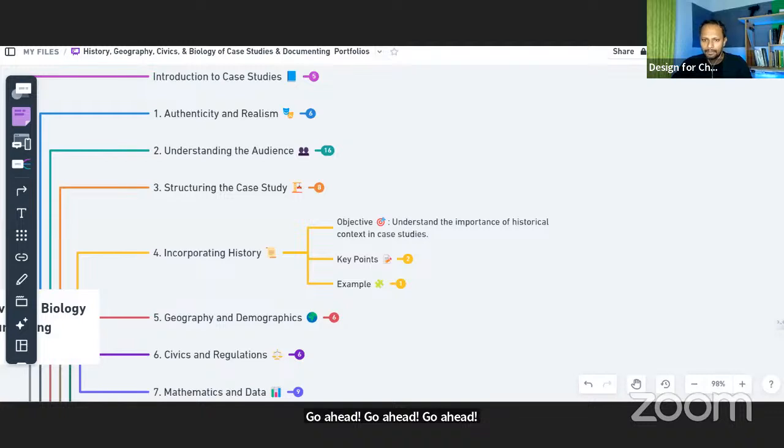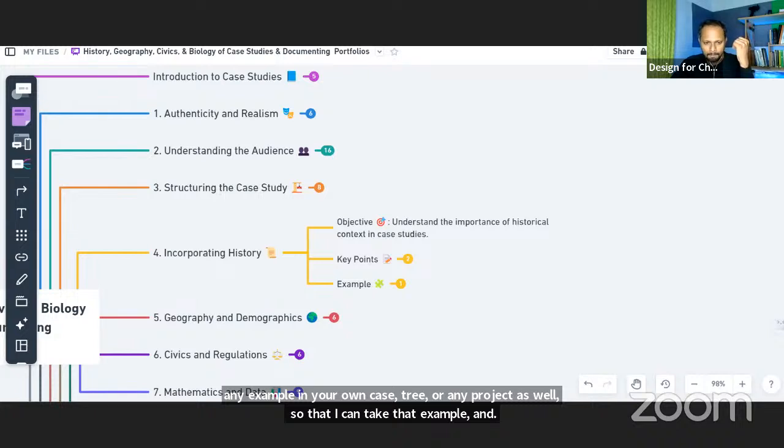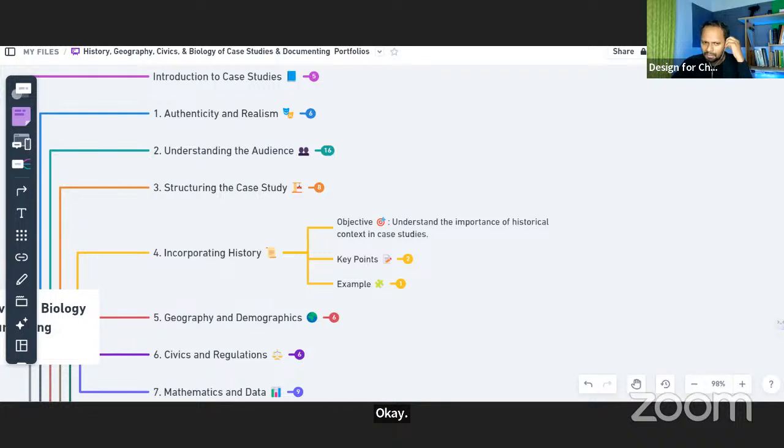Any project, any example. Any example from your own case study or any project as well, so that I can take that example and give you clarity on that. It's not like I'm bringing an example. There are a lot of projects which people are doing now, like electric vehicle and all these things. But tell any one project, Jagdish, with which I can explain, and I'll be a little clear on this particular thing. Yeah, go ahead, guys.